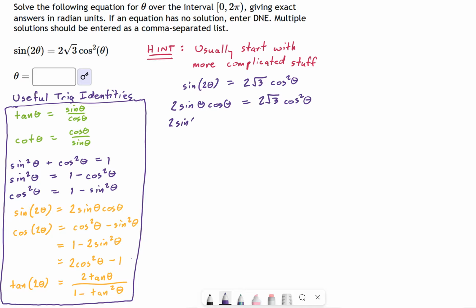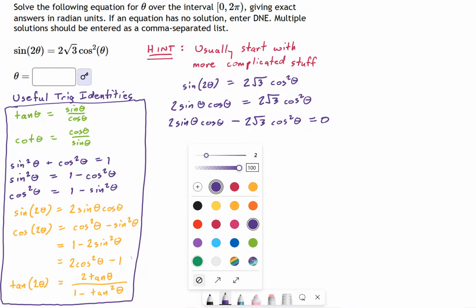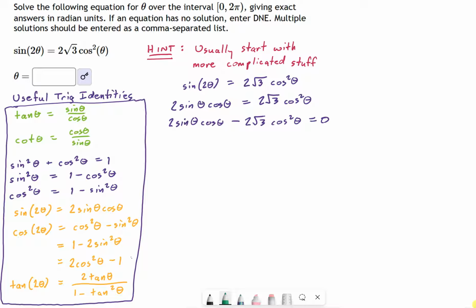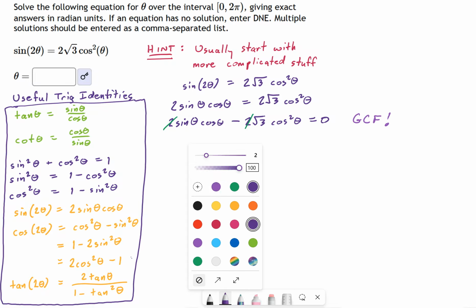But this is going to turn into 2 sine theta cos theta minus 2 radical 3 cos squared theta equals 0. Now, I don't know about you, but I'm already getting annoyed by that 2 in there. I'm just going to cross that out if you guys don't mind. So we're just going to have sine cosine minus radical 3 cosine squared. And now factor out that GCF. Okay, this thing has a GCF in it. Not sure if you saw this yet. Take another glance at it.